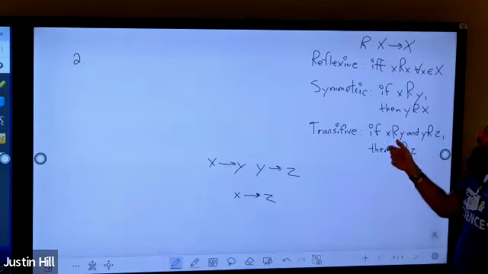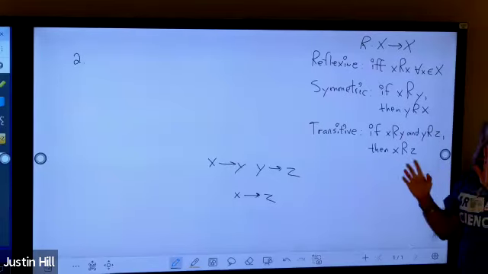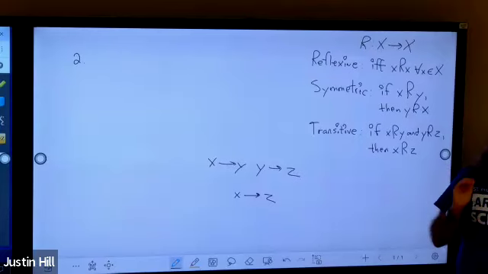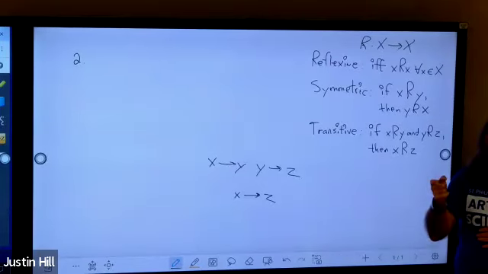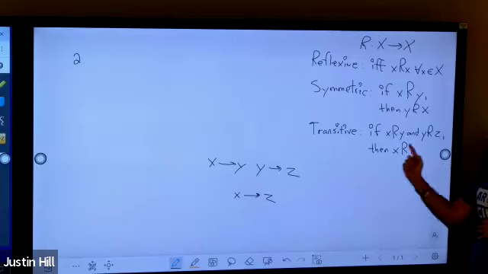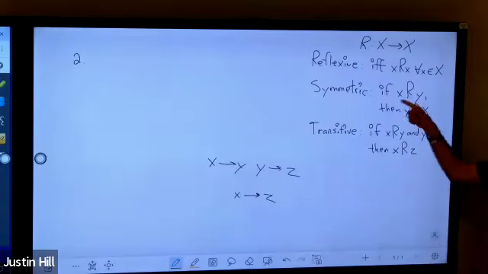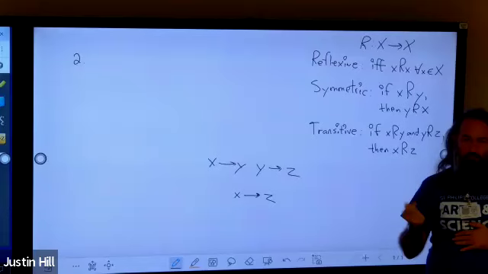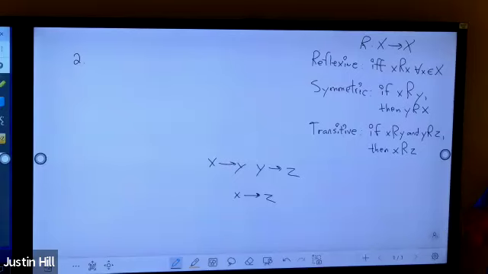So the transitive gives me more requirements. Again, I'm not saying everything should look transitive. I'm saying if I see X is related to Y and I also see Y is related to Z, then I better see X is related to Z. And if I don't see that, then this relation is not transitive. But if I do see that every time, not for every element, but every time X is related to Y and Y is related to Z, then X is related to Z, then bam, I've got a transitive relation. And if every time I see X is related to Y, then Y is related to X, then bam, I've got a symmetric relation. But I only need one failure for it not to be those.